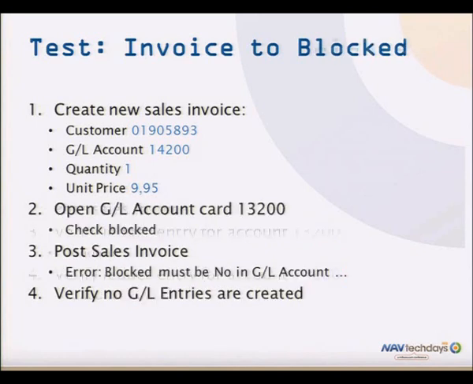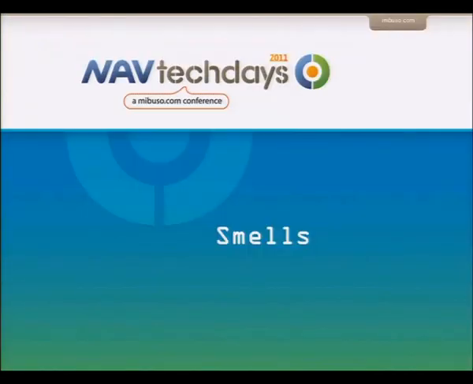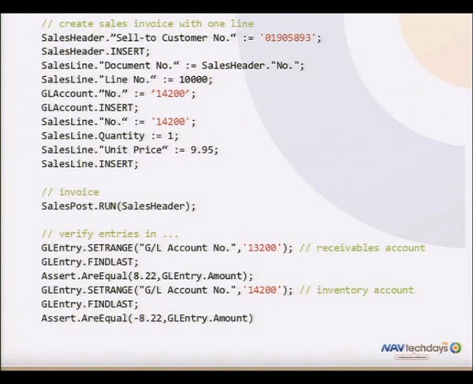And then we might have a variant of this test. What happens when we try to do this when we post to a blocked inventory account? Well, then you would expect that the posting would fail and that there are no ledger entries created. So we were looking at these two variants, and we will start out with a very naive implementation and then move gradually to a better implementation. So starting out with smells. This is the same fragment.